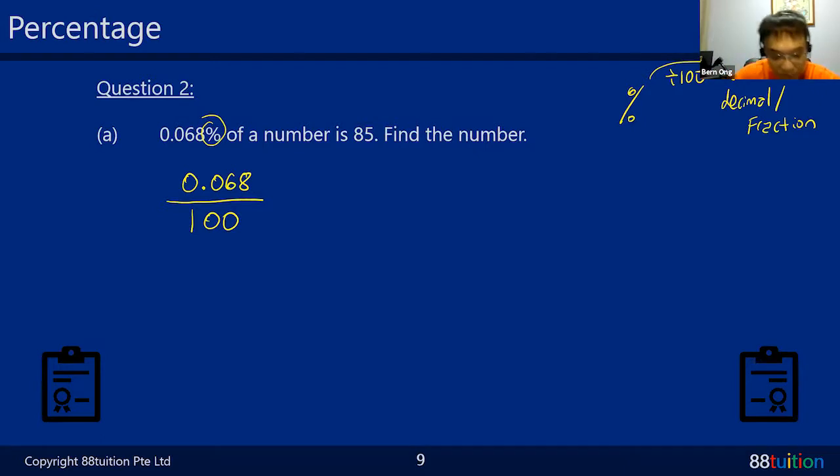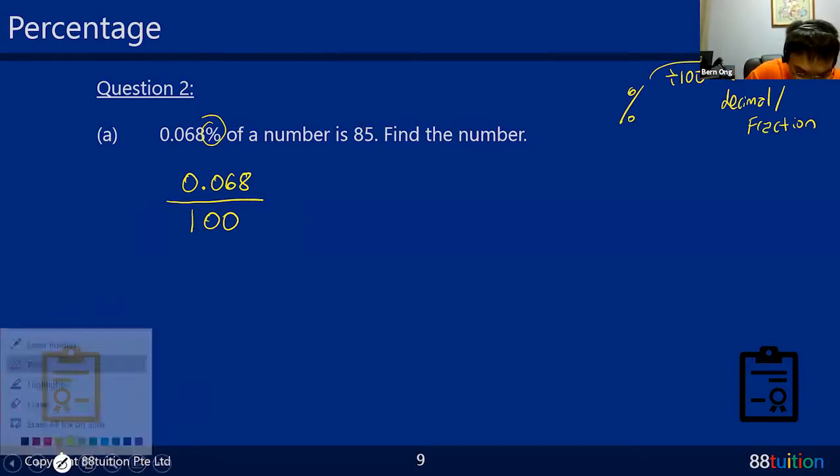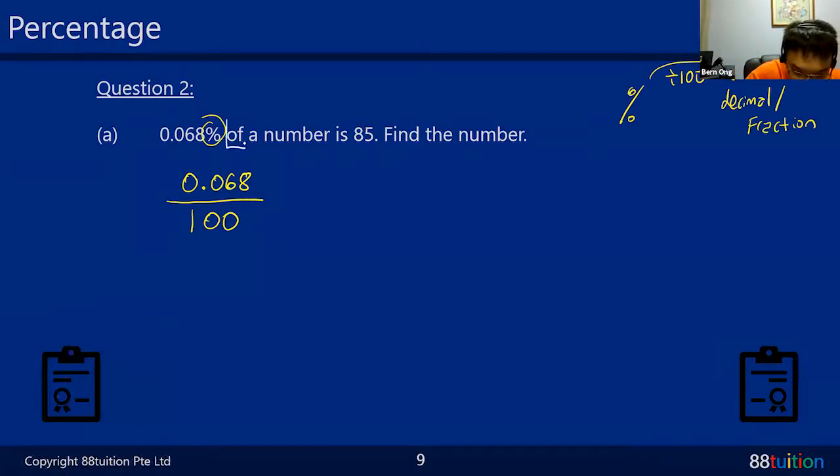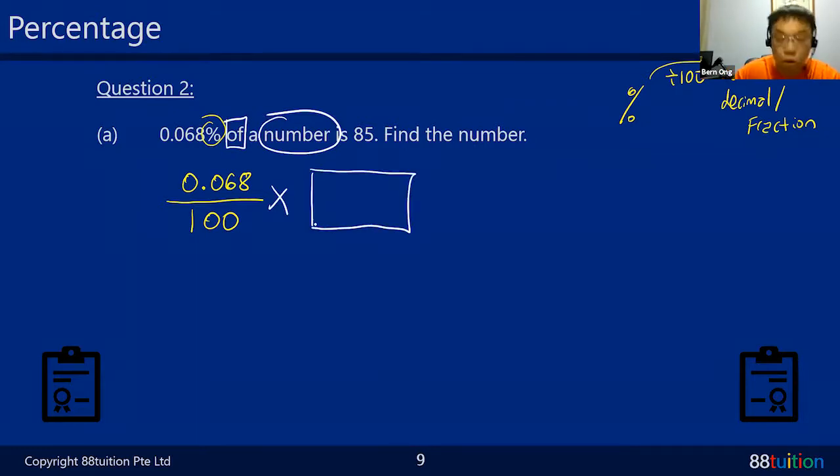What's the meaning of off? Off means times. The number, do you know the number? If you don't know, draw a box. What's the meaning of is? Is means equal. 85, just write 85 down here. So you are supposed to find the box. That's all. So you successfully translate the English wording to a math statement.